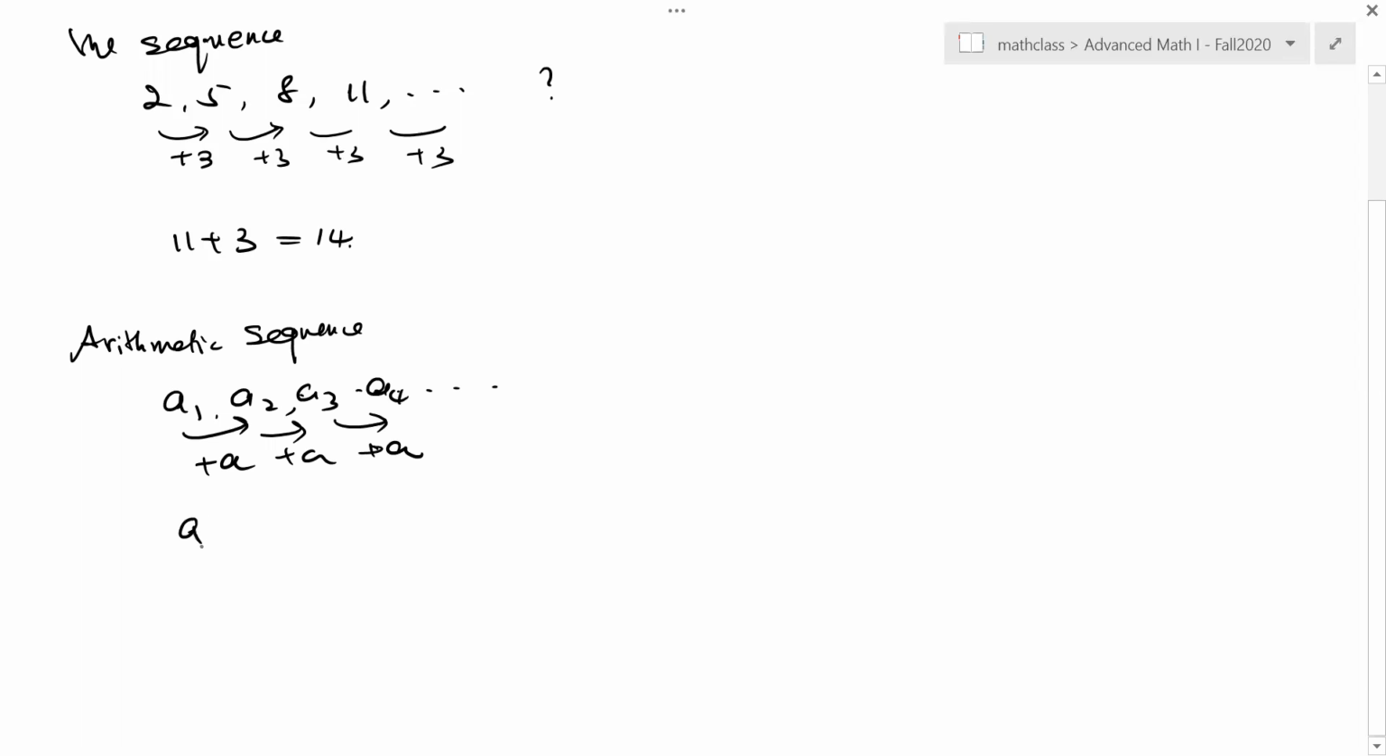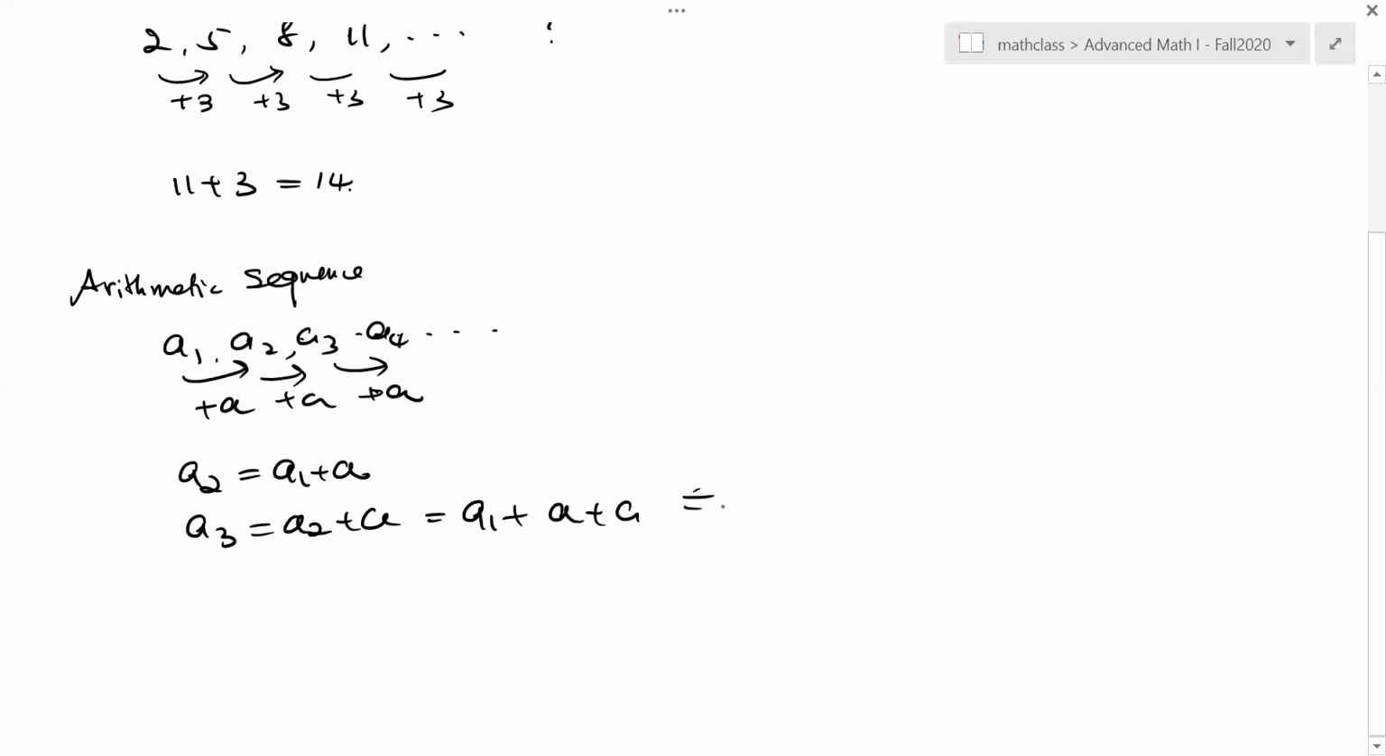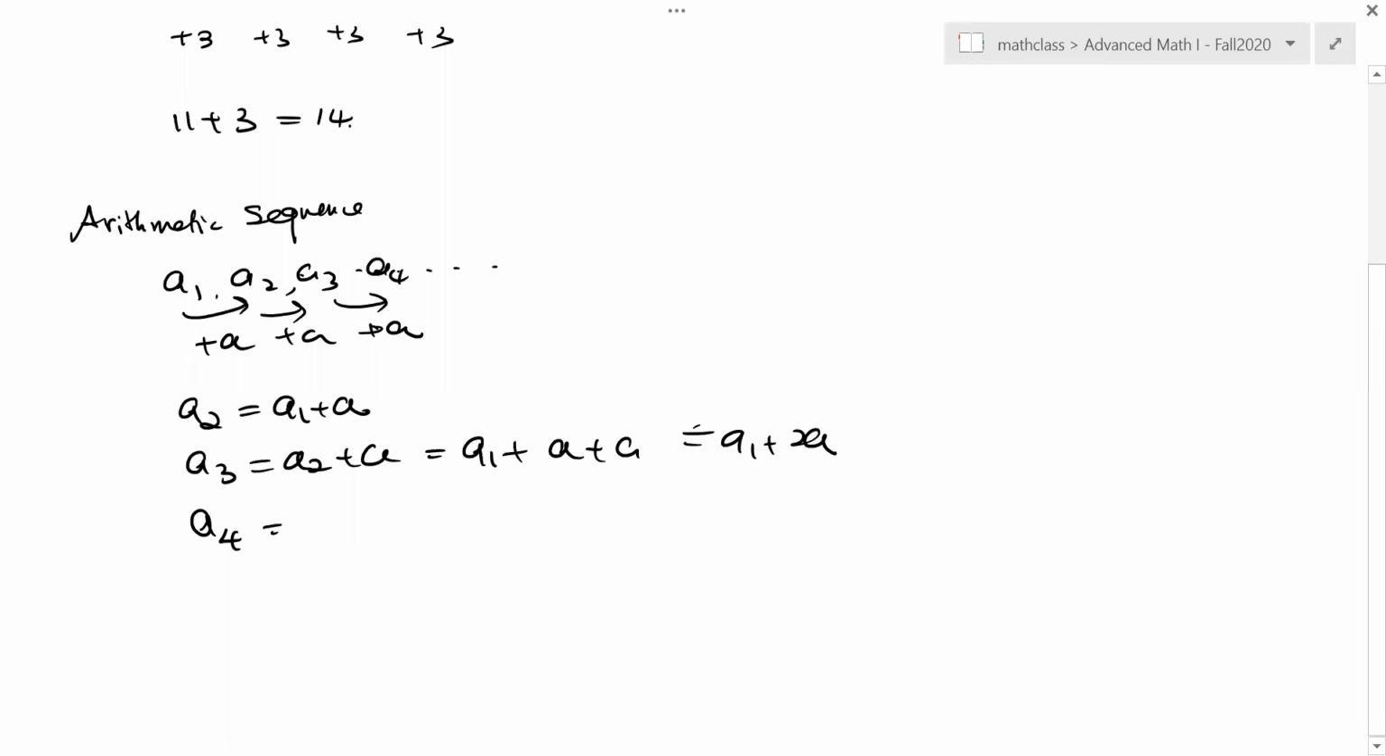You see, A2 equals A1 plus A. A3 equals A2 plus A, but A2 is already A1 plus A, so it's going to be A1 plus 2A. Then A4: when we do some problems, we look at a few terms first. A4 is going to be A3 plus A, and A3 is already A1 plus 2A, so 2A plus A is 3A.